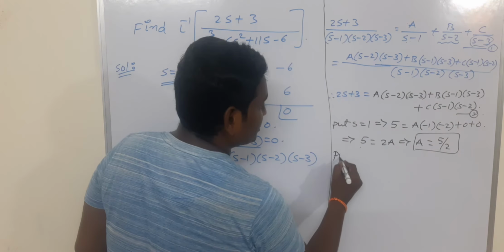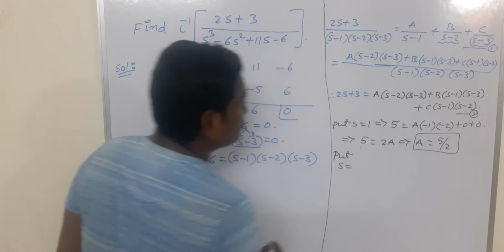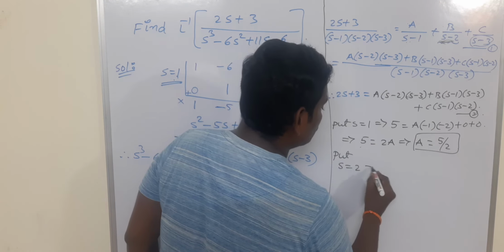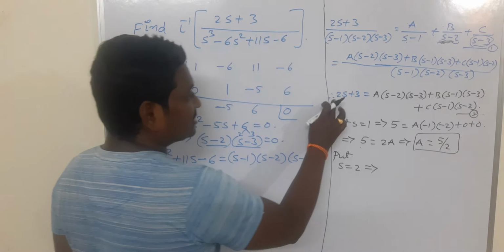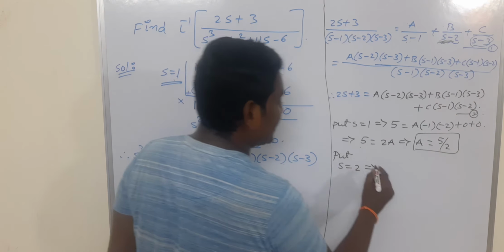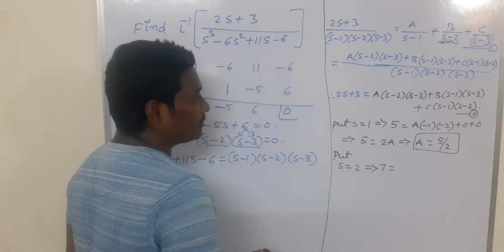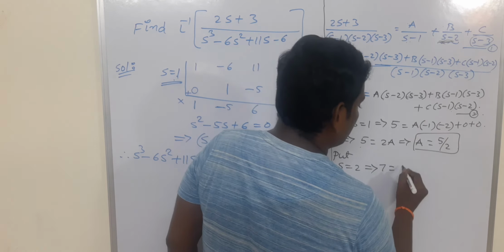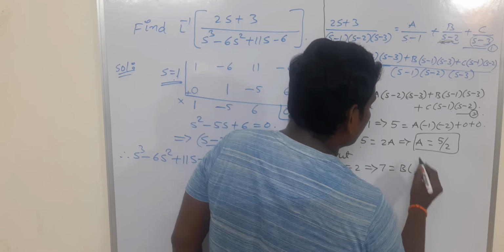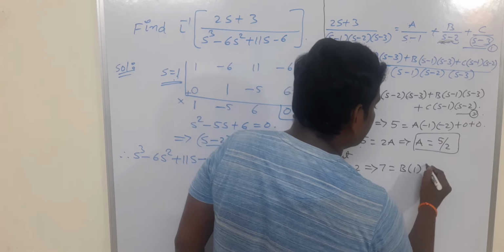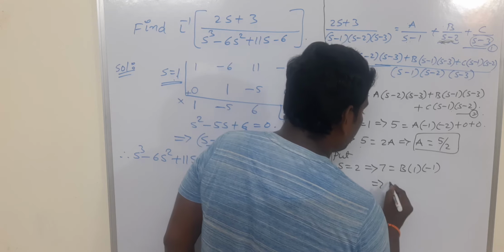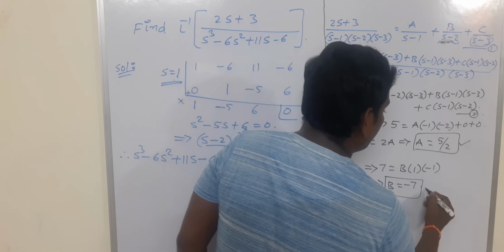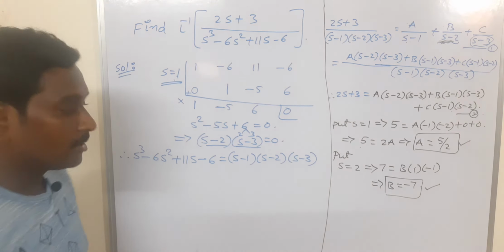So put s is equal to, for b value, look at the denominator of b. We have the factor s minus 2, whose root is 2. Okay, from the equation number 2, 2 2s are 4. 4 plus 3, 7 is equal to, a becomes 0 and last term c becomes 0. You will get only b value, b into 2 minus 1, 1, 2 minus 3 is minus 1. So b value is minus 7. Please highlight these values of a, b with a box. Okay.